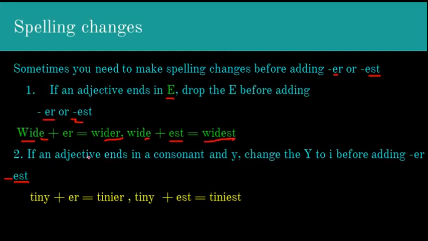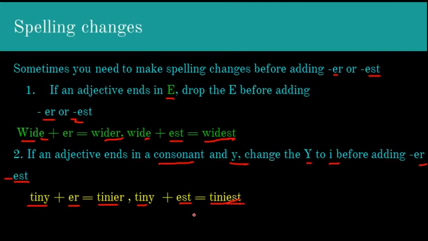If you have an adjective that ends in a consonant and Y, now you know what a consonant is, change the Y to I before adding ER or EST. For example, in this word tiny, N is a consonant and then we have Y. So we will change Y to I and then add ER. So tinier. Spelling will change. Again, tiny, for adding EST we will change Y to I. So the tiniest will be like this.